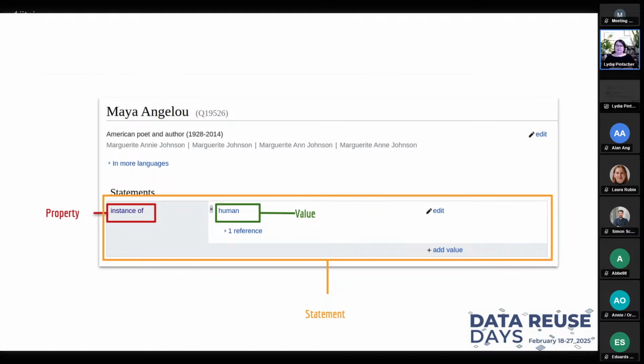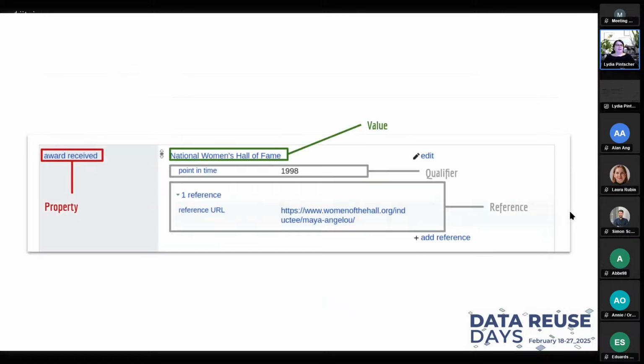Then, as you scroll further, you have the statements, the actual data, if you want. That, for example, here says stuff like Maya Angelou is an instance of human, and all of that together makes up a statement.